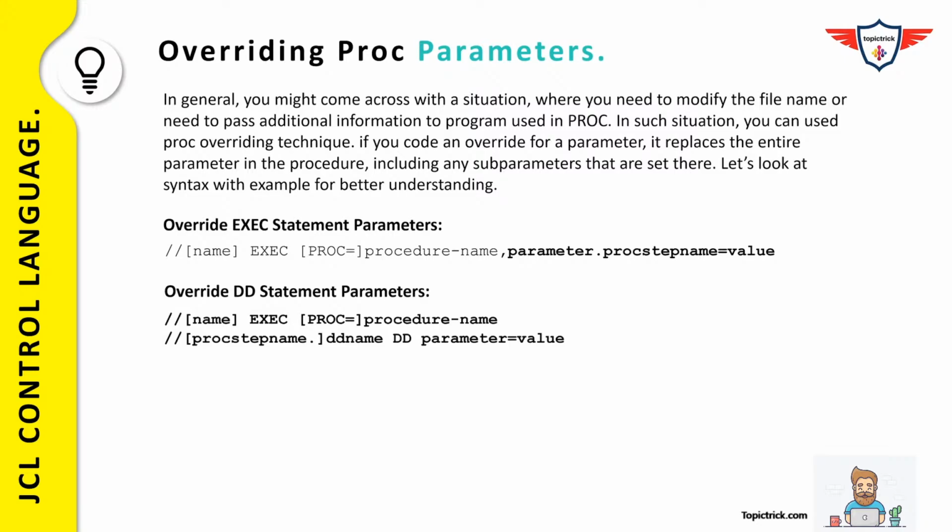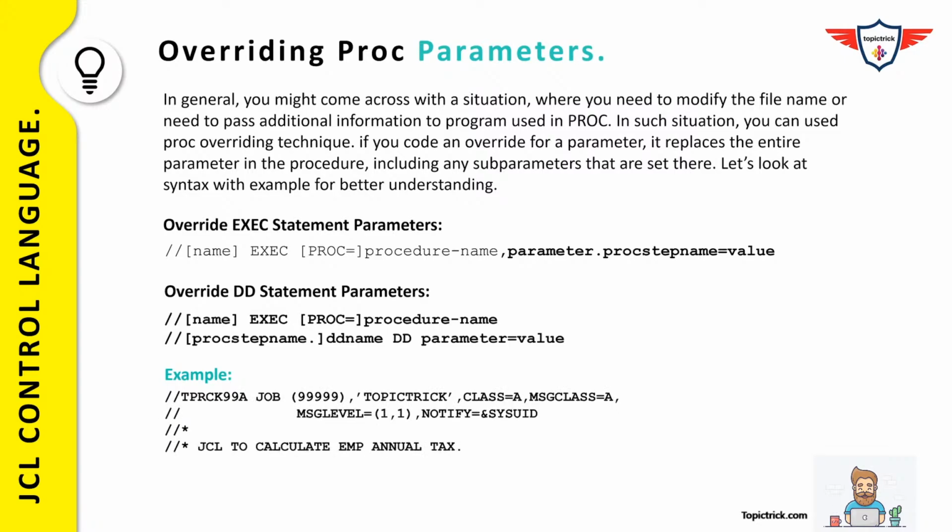The procedure step name is only required on the first override DD statement for a step. However, you can omit that on subsequent DD statements, but you need to remember that overrides must be coded in the same sequence as the DD statements in the procedure step. And in case you want to override the output statement at a job level, then you are not required to specify the procedure step name.